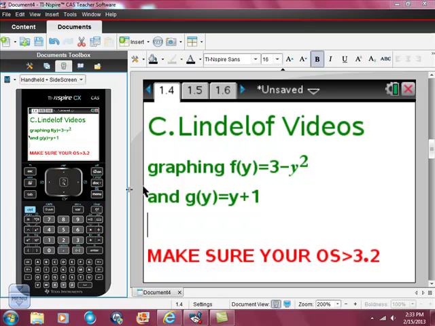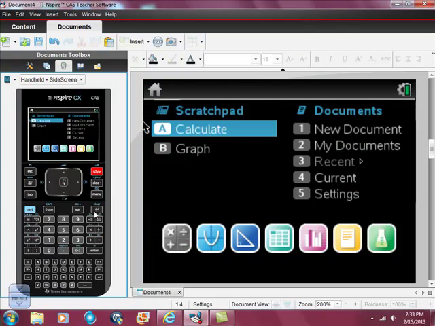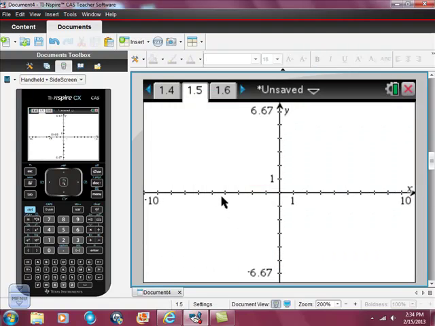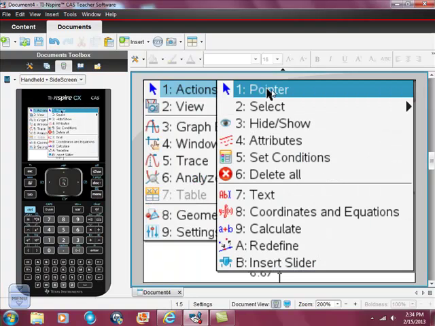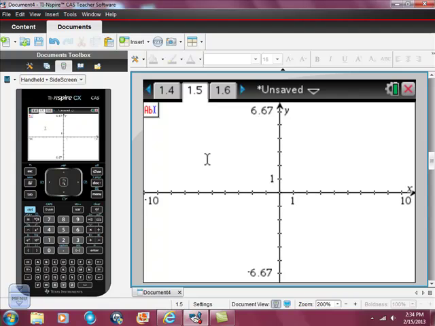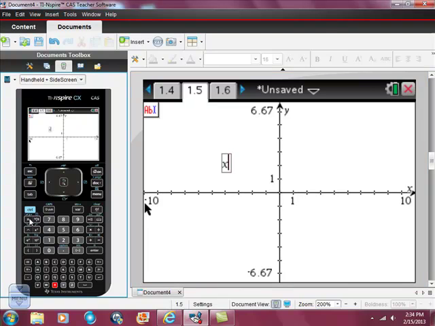So this is what we're going to do. I'm just showing you how I would do this in the calculator instead of on the laptop. I hit the home screen and go to graphs. Now I'm going to go onto the graph somewhere, go to menu, actions, text. You're going to see this little thing here. Move your cursor using the cursor pad somewhere inside the screen, and then type in that equation. The equation that we had was x equals 3 minus y squared.